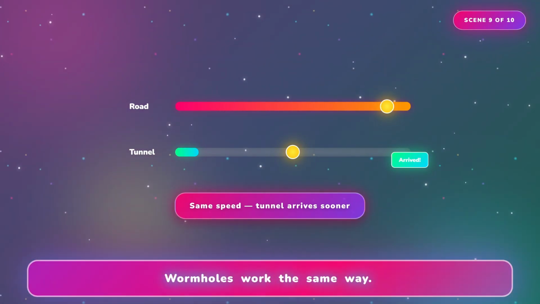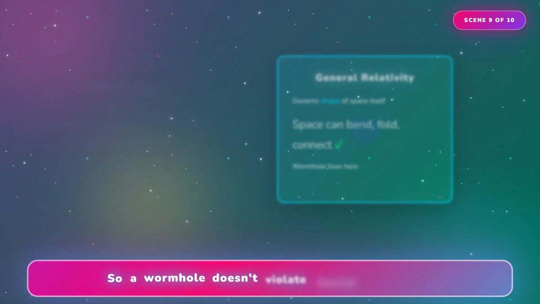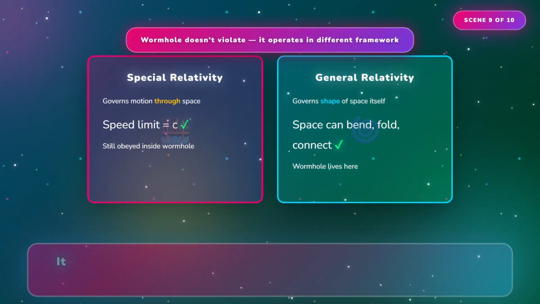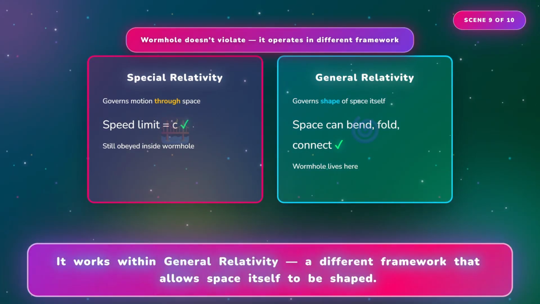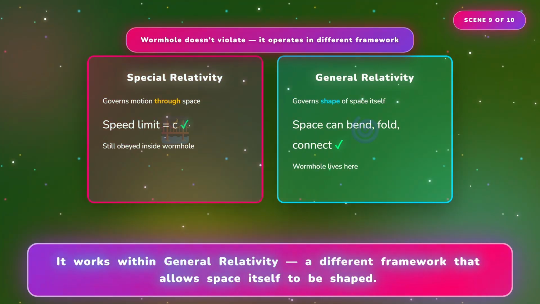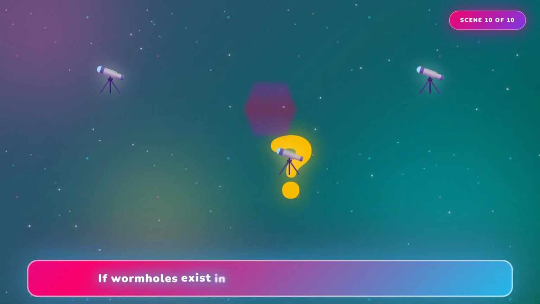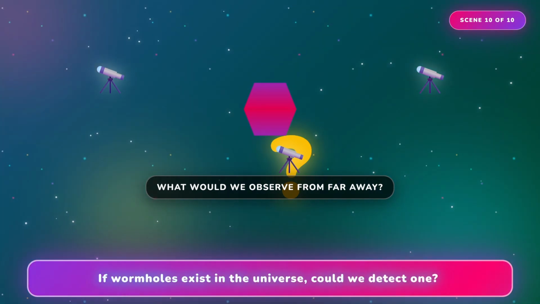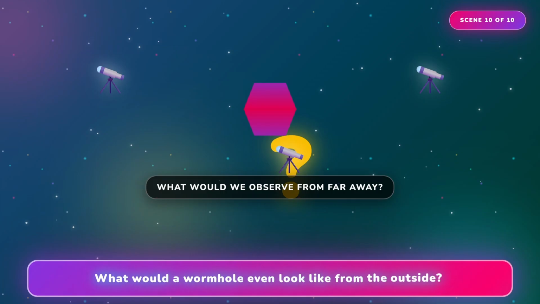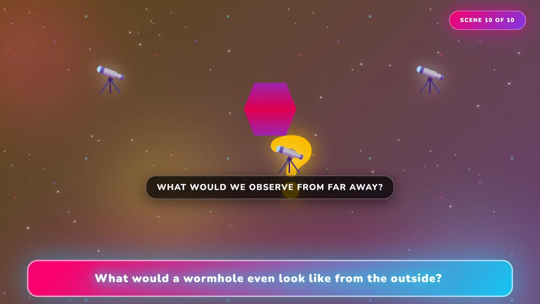Wormholes work the same way. So a wormhole doesn't violate special relativity. It works within general relativity, a different framework that allows space itself to be shaped. If wormholes exist in the universe, could we detect one? What would a wormhole even look like from the outside?